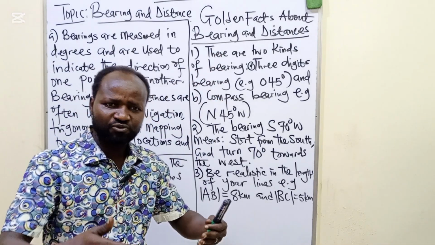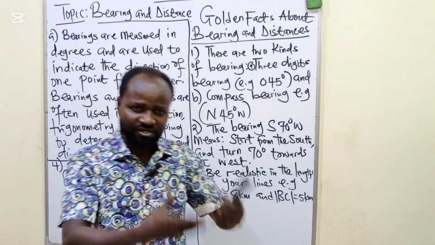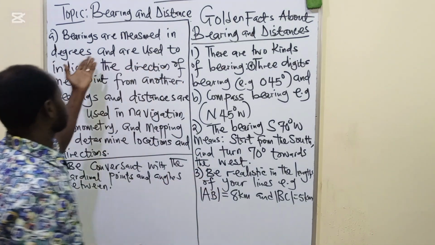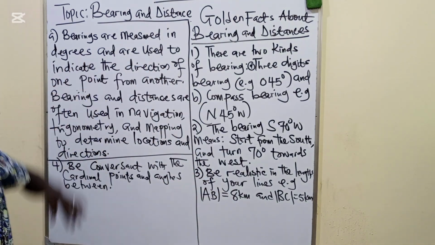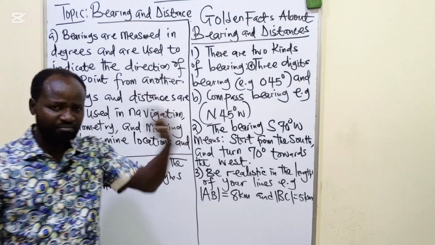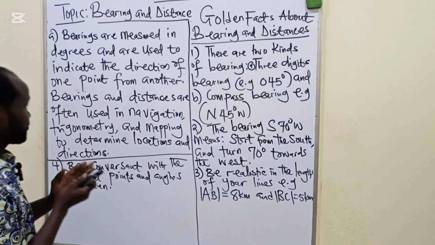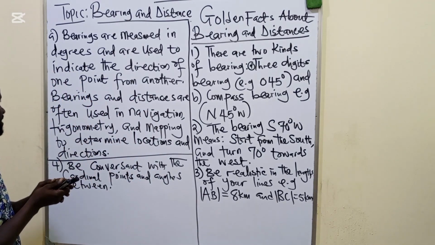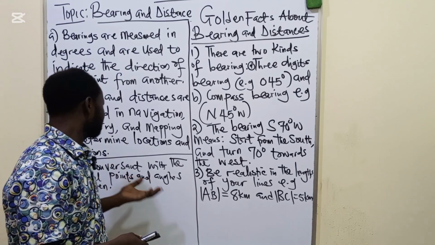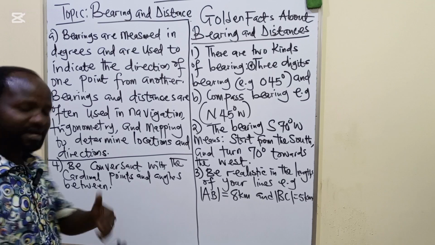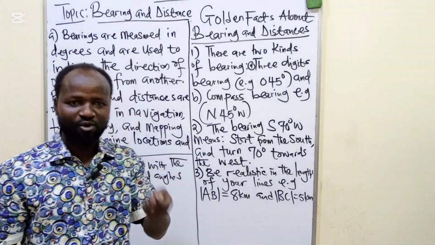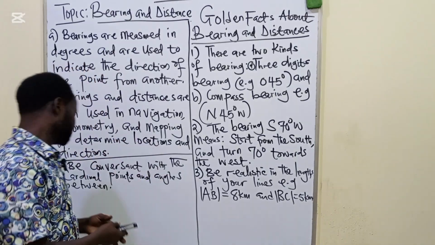I will still do another video on the concept of bearing before we can now move into solving examples. Let's look at bearings. Bearings are measured in degrees and are used to indicate the direction of one point from another point. That's what bearing is all about. Bearing and distance are often used in navigation, trigonometry, and mapping to determine locations and direction. So bearing is very important. It plays a very important part in real life situations.